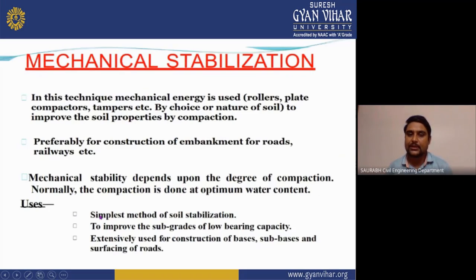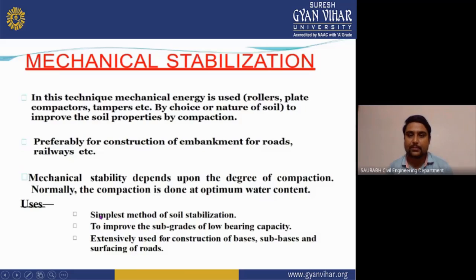In this technique, mechanical energy is used, like roller, plate compactor, or rammer, chosen by the nature of the soil, to improve the soil properties by compaction, preferably for the construction of embankments for roads, railways, etc. Mechanical stability depends on the degree of compaction. Normally, the compaction is done at an optimum water content.